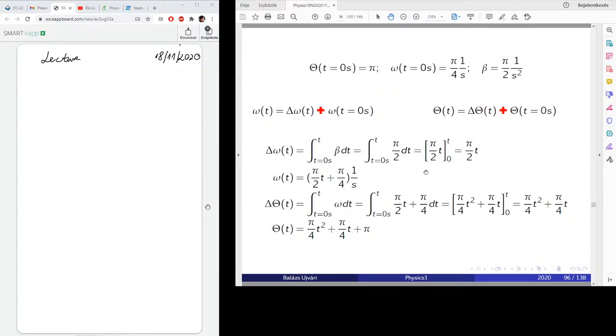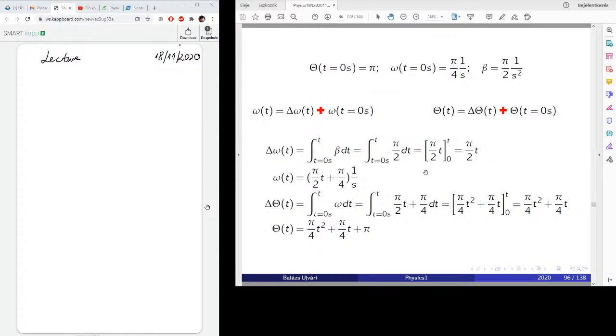What can we calculate with it? We can not only calculate the angular velocity and angular acceleration from theta(t), but also do this kind of calculation. For example, the angular acceleration is pi over 2 1 over s squared, and I know the initial conditions: at t equals 0, theta is pi, and my angular velocity is pi over 4 1 over s.